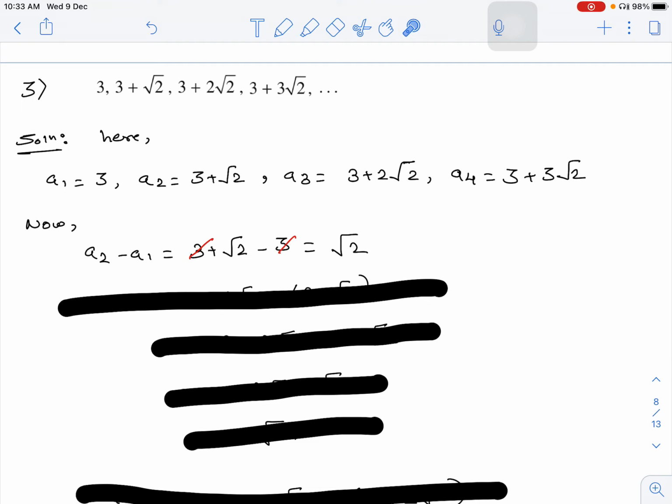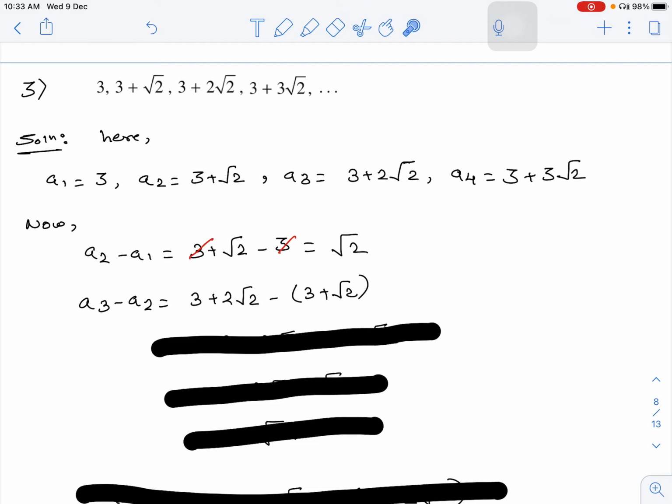Root 2. Now in the next step we want to find A3 minus A2. So it is written as 3 plus 2 root 2, that is the value of A3, minus. Now remember that A2 is having two terms, so we will write it in brackets. Why? Because here the minus sign is there. So after opening the brackets, what do we get now? Both the numbers' signs will be changed. So we get 3 plus 2 root 2 minus 3 minus root 2.